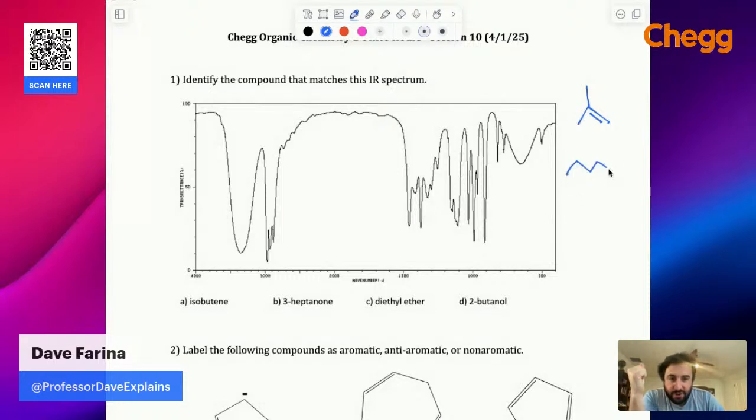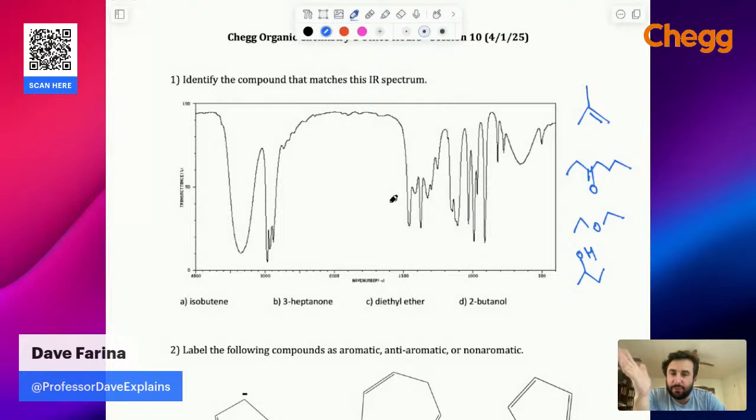1, 2, 3, 4, 5, 6, 7. So that's a 7 carbon chain with the carbonyl on carbon 3. Diethyl ether, of course, just looks like that. And then 2-butanol will look like that. So we have a few different functional groups here. We've got alkene, we've got ketone, we've got ether, we've got alcohol.